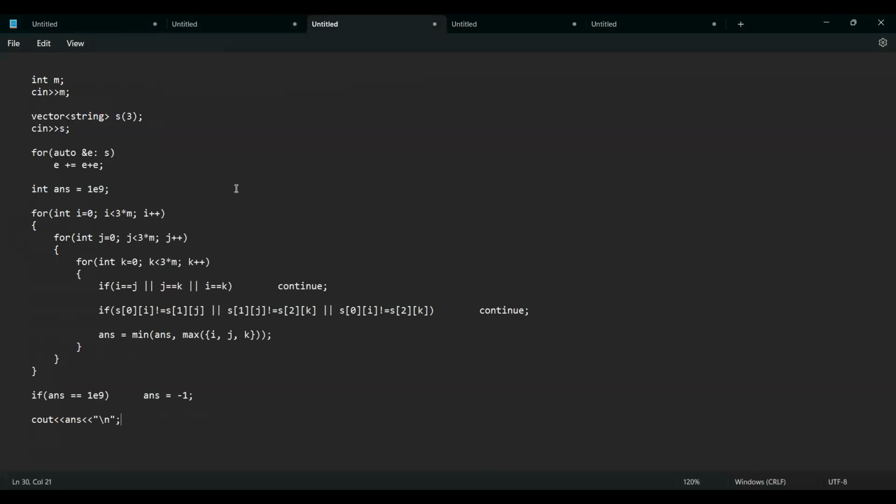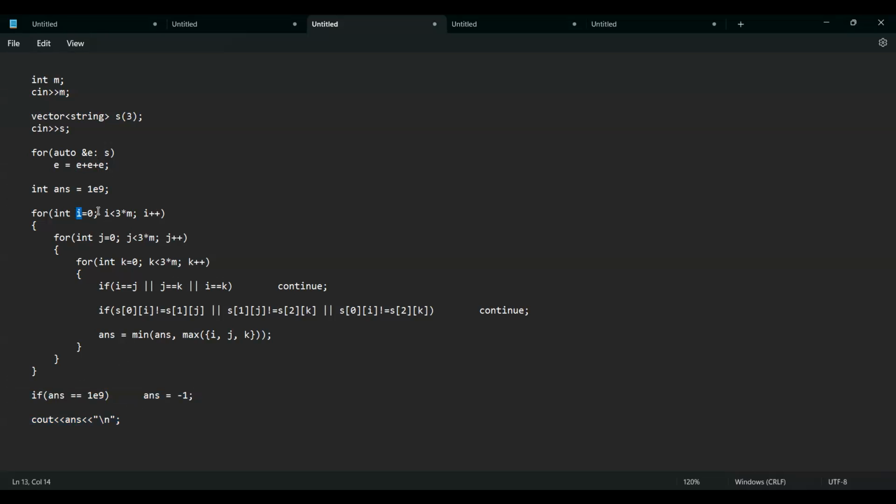So this is the implementation. First, I'm taking m as input. Then I'm taking all the 3 strings as input. Then, like I said, for all the 3 strings, I will update them. I'll take them 3 times and concatenate them. Then initially my answer is 1e9. This value is definitely more than 3m. So if my final answer is more than 3m, then I'll definitely know that my answer is -1, so I'll print -1 only.